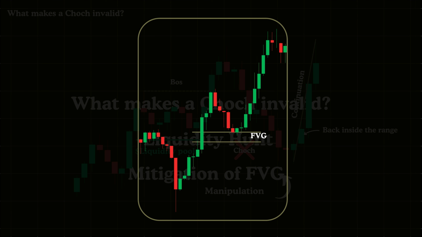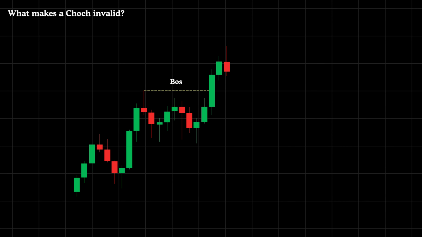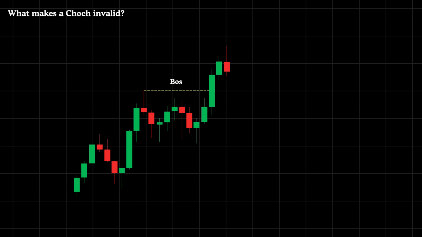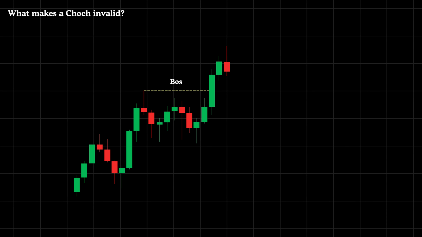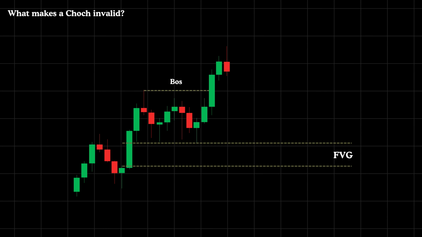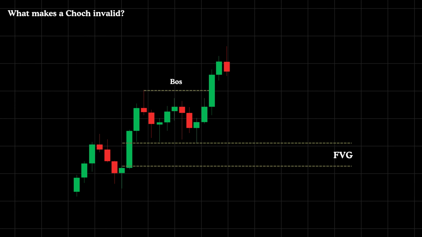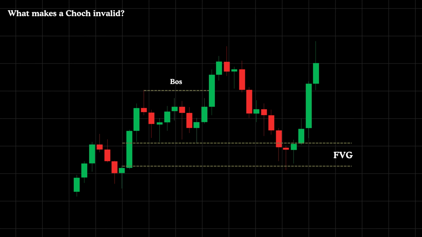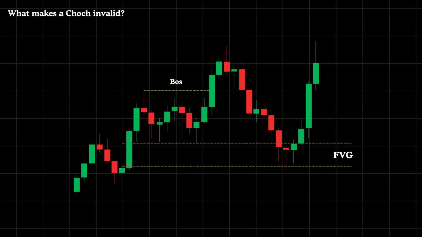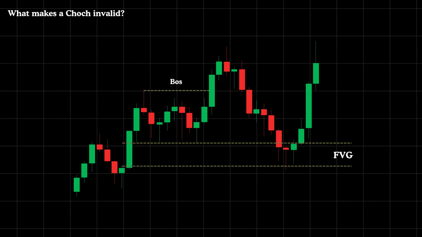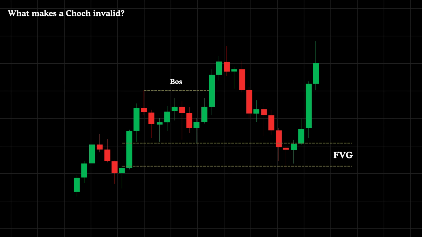Now here's where it gets interesting. Let's revisit the earlier scenario. If you examine the left-hand side carefully, you'll find an unmitigated fair value gap just beneath the major swing low. In these setups, price often returns to the FVG area to close the gap. This retracement doesn't mean the trend is reversing, it's the market balancing itself.